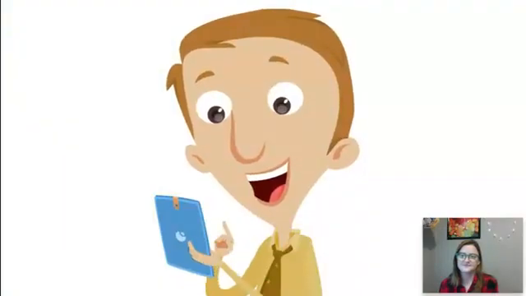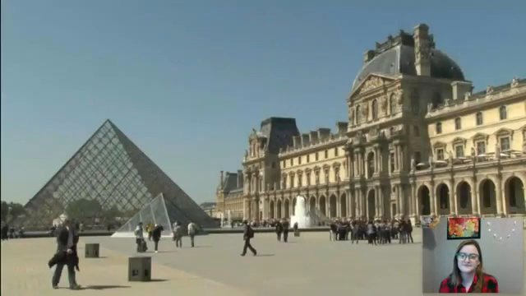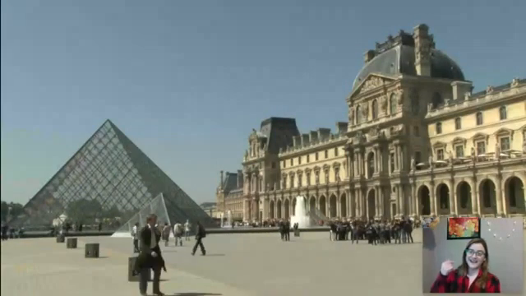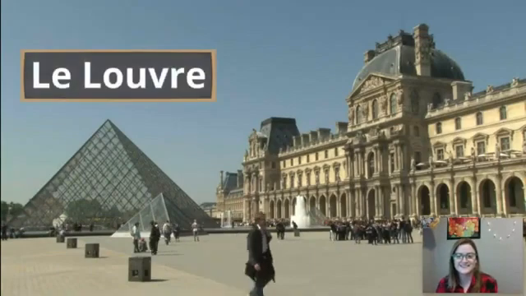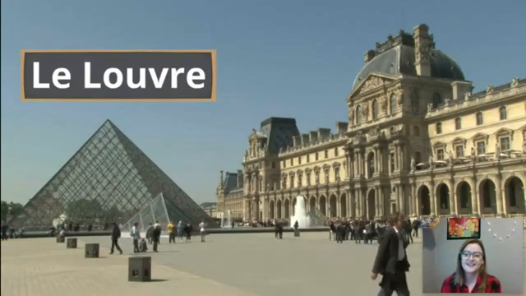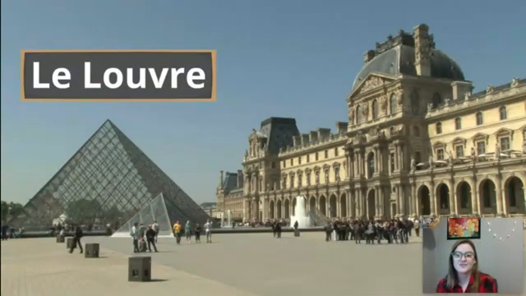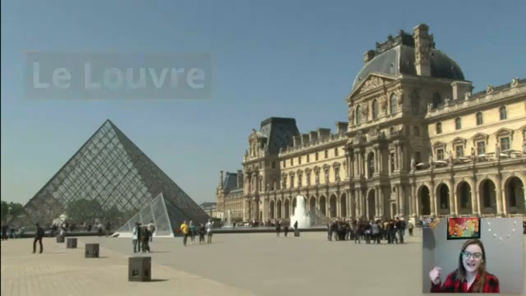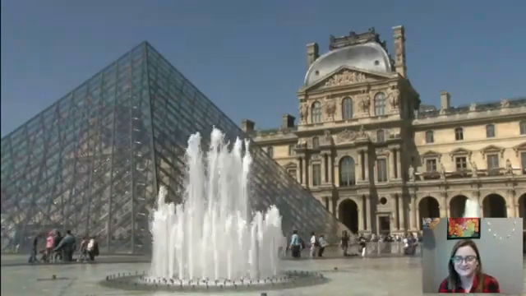Ready for some wonderful news? You can go see the Mona Lisa. That's right. It is kept in a museum called Le Louvre. Can you say that? It's French. It's a little tricky. Le Louvre. It now has its own room, and they make sure it stays safe.